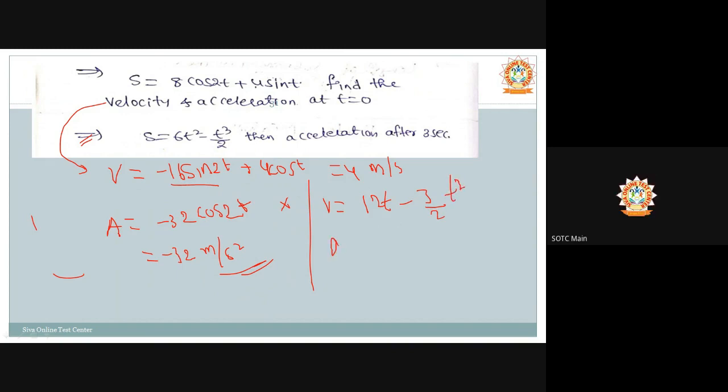So next, if you find the acceleration from this, what will become? It is 12 minus 3t. Yes or no? So now if you substitute t as 3 seconds, we will get 12 minus 9, that is equal to 3 meter per second square. Clear? Yes, sir. Let us move to the next question.